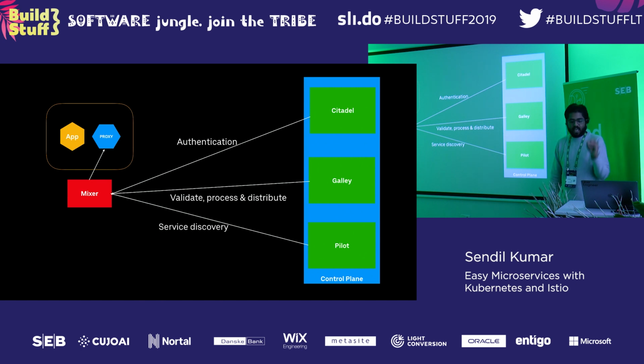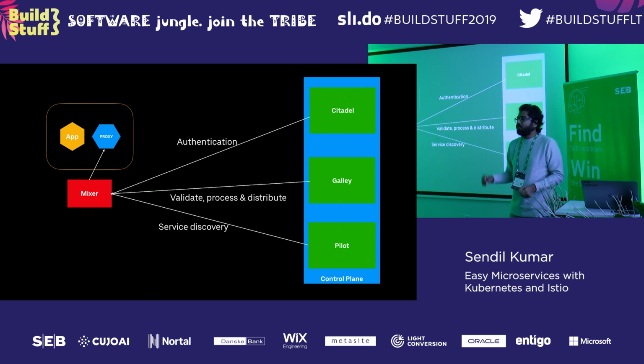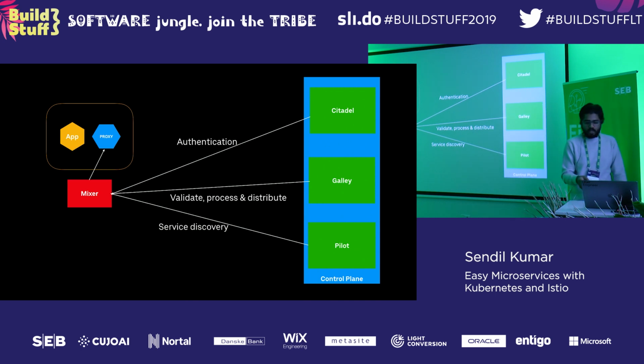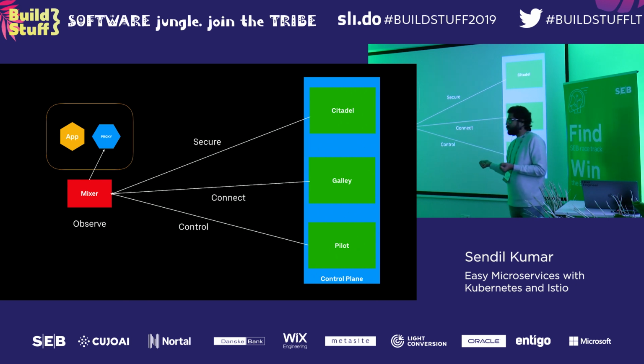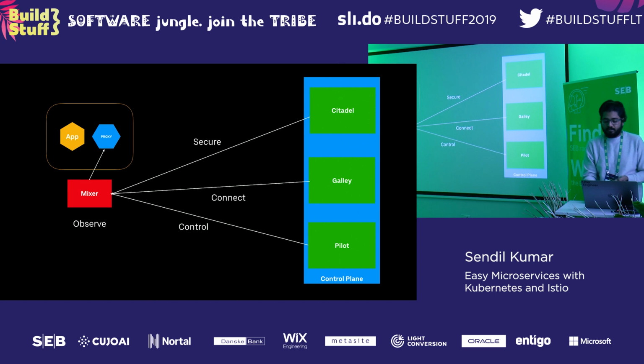So similar concept. Galley is something that validates the configurations that you give to Istio, and it pushes this configuration to each and every service that you have, which means to the proxy that we're talking about. And we have a central node which handles authentication, which we call Citadel. This entire segment is a data plane where your data lies, and this entire segment is a control plane where your entire control lies. So these are the four functionalities that we have defined. Citadel helps you to secure your application, Galley to connect, Pilot to control, and Observe for Mixer.